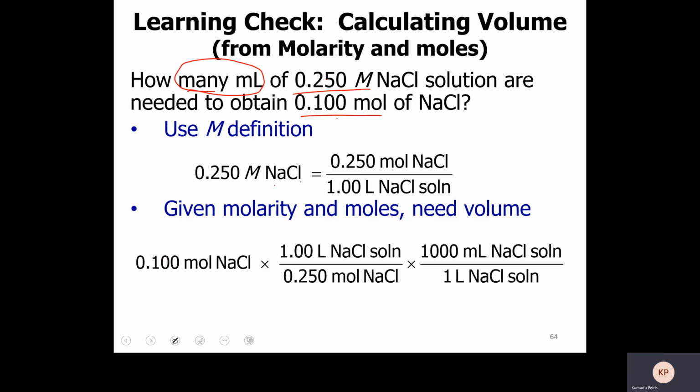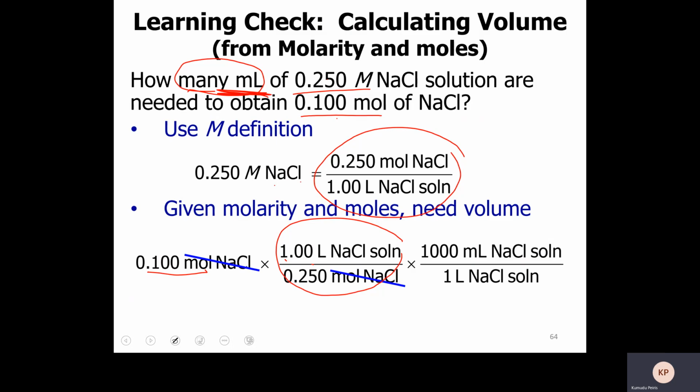So we start with the moles. 0.100 moles of sodium chloride multiplied by 0.250 moles of sodium chloride in 1.00 liter of sodium chloride solution. We took this one from the definition, and then we should give the answer in milliliters. When you cancel out the units, now we get the volume in liters. But we need to give the answer in milliliters.